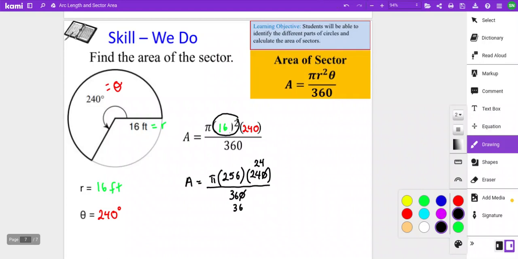24 and 36 are divisible by 12. 24 divided by 12 is 2. 36 divided by 12 is 3. This is as far as it simplifies.